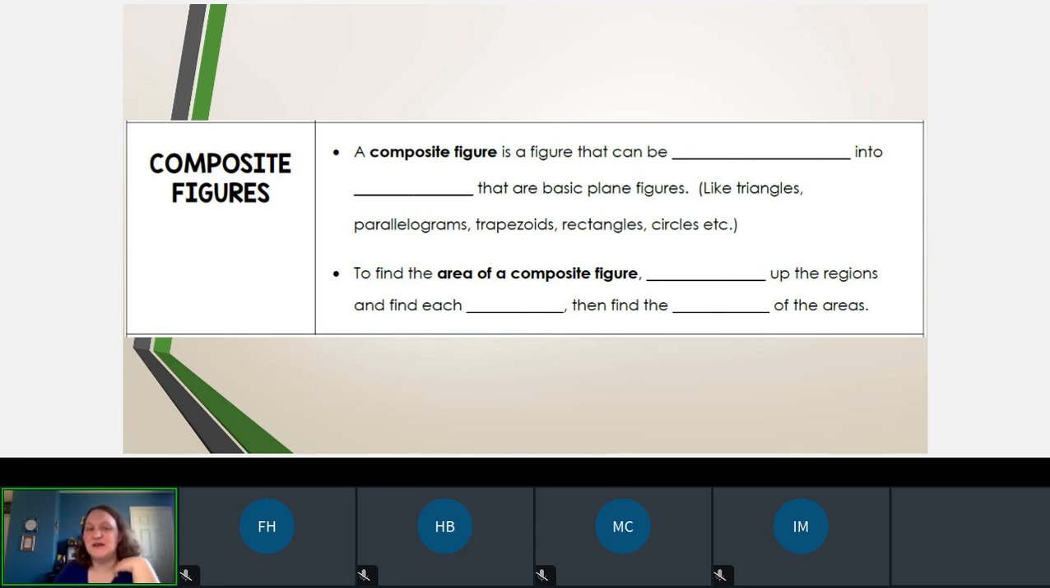Okay, and we're going to be finding areas of composite figures. So what is a composite figure? A composite figure is pretty much just a shape or a figure that you can separate into regions that are the shapes on your formula sheet. So we're going to see shapes today that are not on your formula sheet. But what we're going to do is separate them into shapes that we do know.